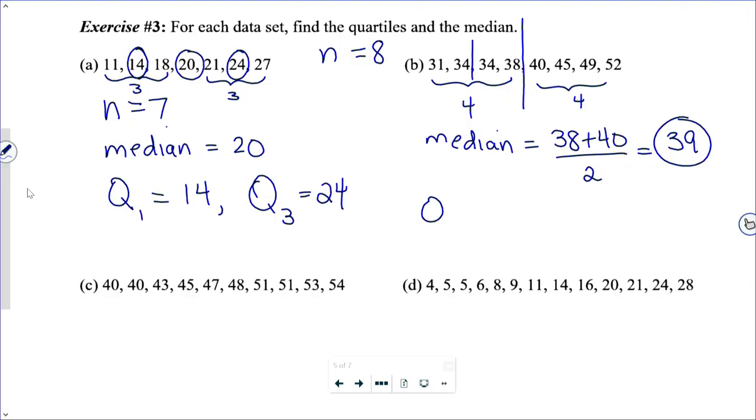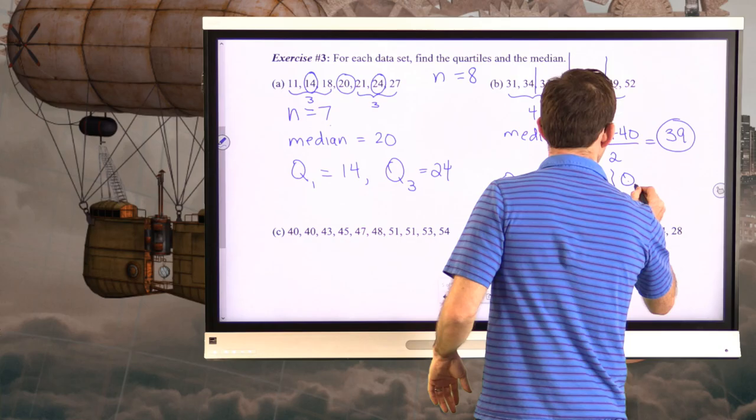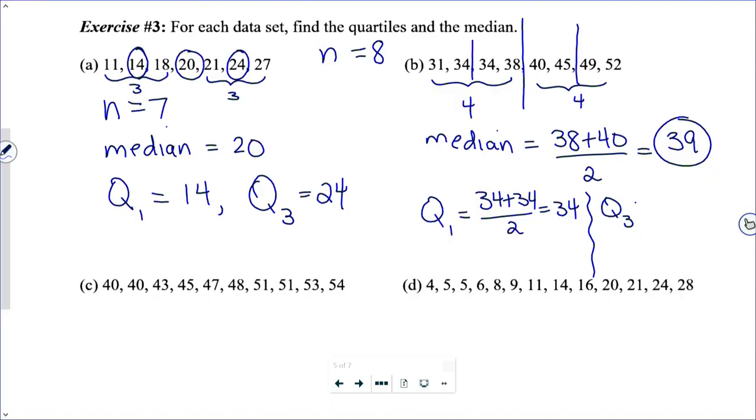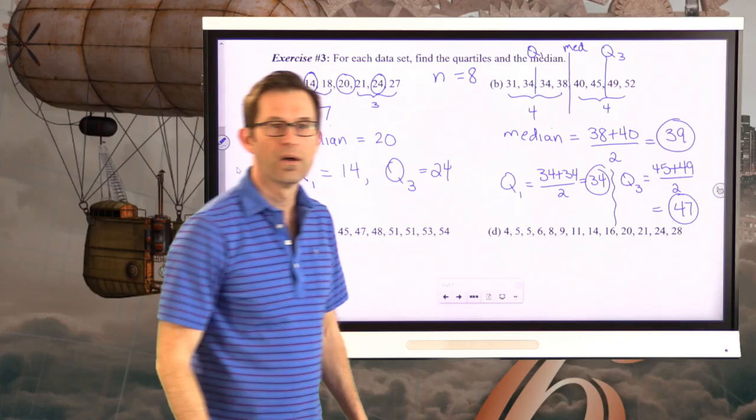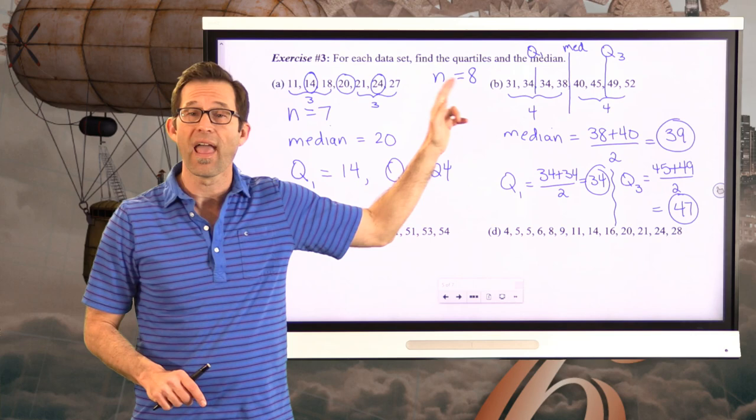And Q1 would end up being the average of those 2 34s, but of course that would just be 34, right? Likewise, Q3 would be right here between the 45 and the 49, and that one might take a little bit more work. We would get 45 plus 49 divided by 2, and that would be 47. All right, so I've got Q1, the median, and Q3, always. And again, it just slices this data set up into 2, 2, 2, 2. It quarters it. That one's pretty easy because 8 is easily divisible by 4, so I should have 2 values in each quarter.